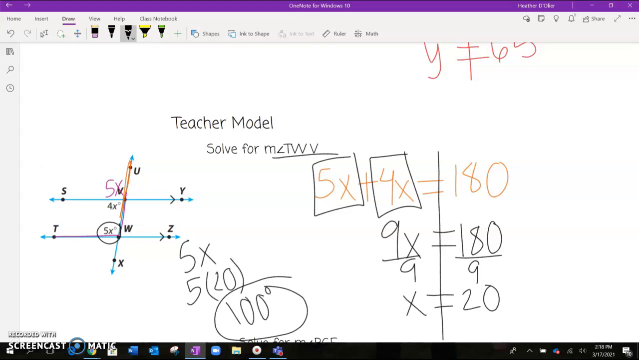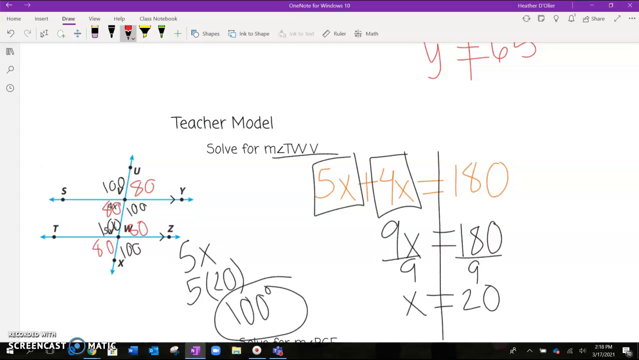And guess what? That means I could figure out the rest of this. I'm going to erase what's there and do it. If this one is 100, then this one is 100, then this measure is 100, then this one's 100, and the other ones have to add up to 180. So that means this angle is 80, 80, 80, and 80.